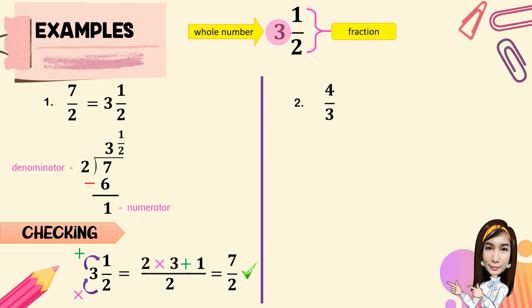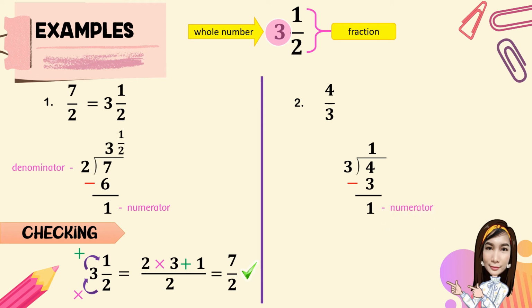Next, for number 2, we have 4/3 or 4 over 3. Now to change it to mixed number, just perform division. So 4 divided by 3, we have 1. And 1 times 3, we have 3. Then subtract 4 minus 3, that is equal to 1.